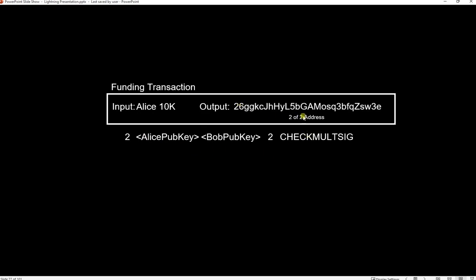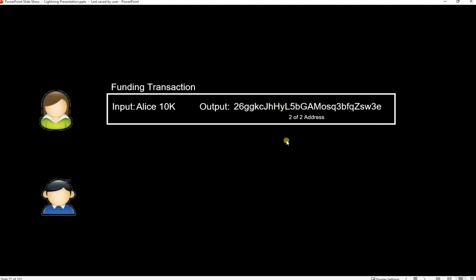So in order to spend from a multi-sig, you have to fulfill this condition and have two signatures, both from Alice's signature and Bob's signature, in order to spend the funds. That's what a multi-signature is. So with that understanding in mind, that is kind of the basis of a Bitcoin transaction.